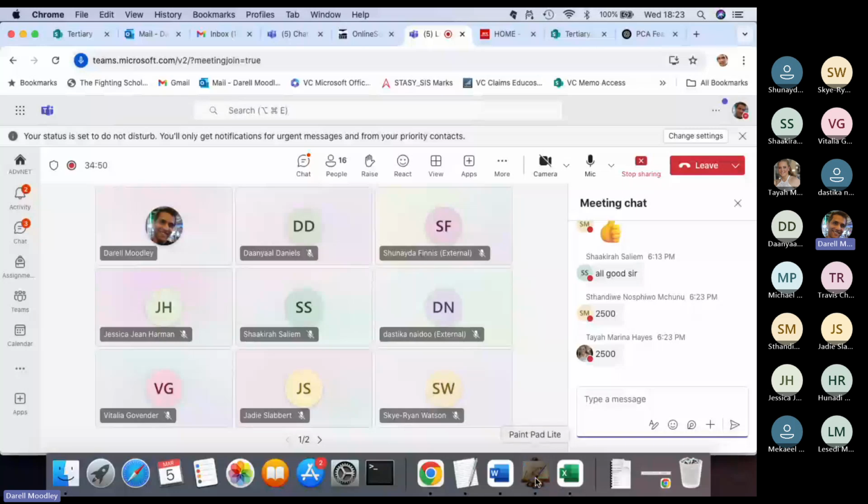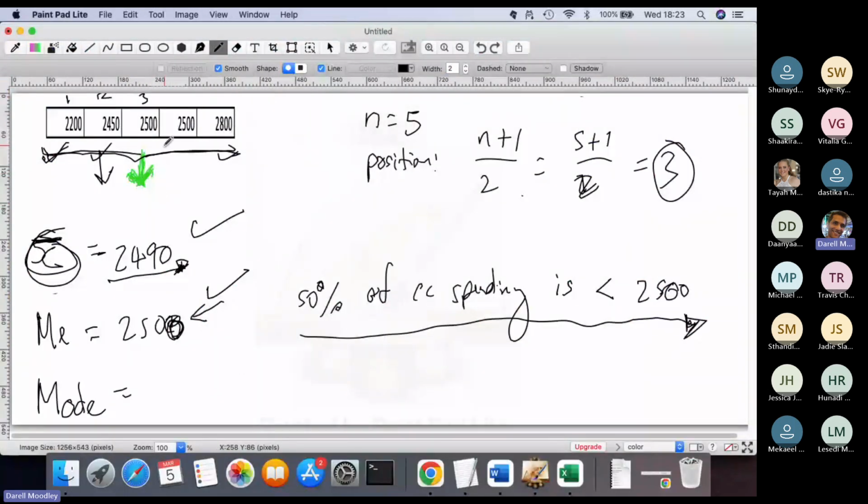Yes, exactly. That's it. It's 2,500. It occurs more than the other numbers. So that's your mode. There's no calculation involved. It's just seeing which number occurs the most amount of times. And if you place your data in order, it's easy to see it. So your mode is also the same as your median, 2,500.